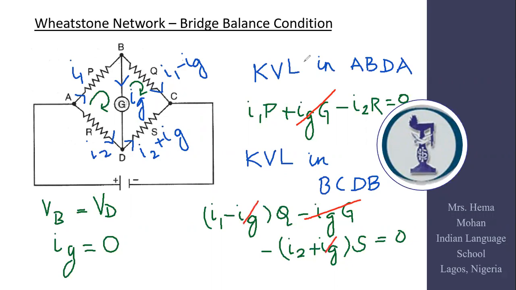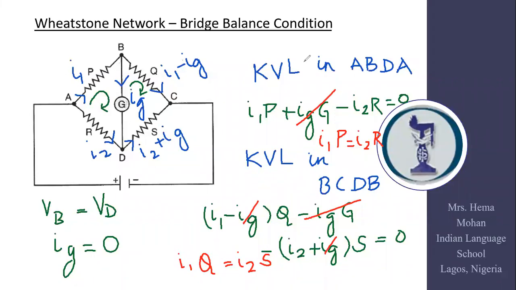This particular current vanishes from the second equation too. So what am I left with? I am left with I1P is equal to I2R. Am I right, children? Because the negative going on to the other side becomes positive. And from the second equation, I have I1Q, and the negative of I2S goes to the other side. I have I2S. I1Q becomes equal to I2S.